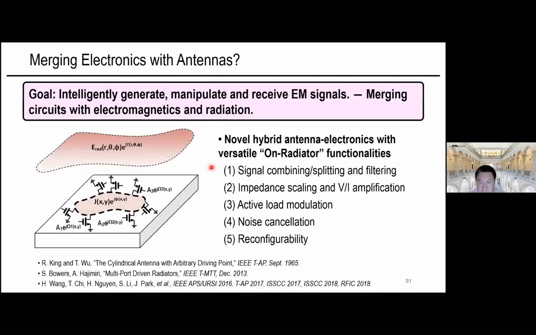So after merging the circuits with the antenna design, we can create a new hybrid antenna-electronics with versatile functionalities. It's not only a radiator, it can also serve for signal combining, splitting, and filtering. The antenna itself can perform impedance scaling and voltage-to-current amplification in a passive way. It can also achieve active load modulation for certain designs, and I can also show you that they can achieve noise cancellation and different levels of reconfigurability as well.